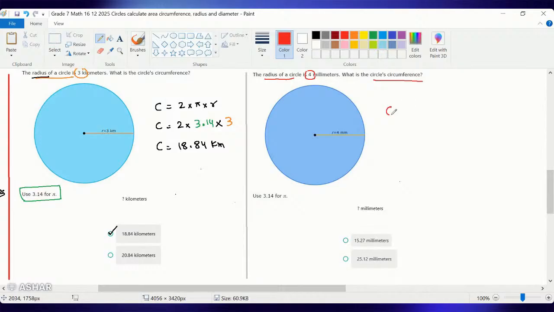So circumference, we knew that it was 2 pi r, right? That means 2 is multiplied with the value of pi. That was 3.14 multiplied by the radius. In this case, the radius is 4 millimeters. So what we do is 2 multiplied by 3.14 multiplied by 4. It comes out to be, can anyone give me the answer? Just by using a calculator.